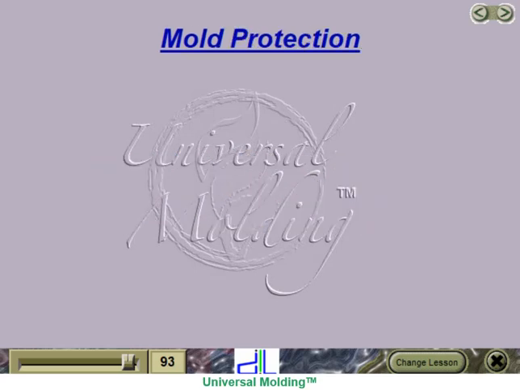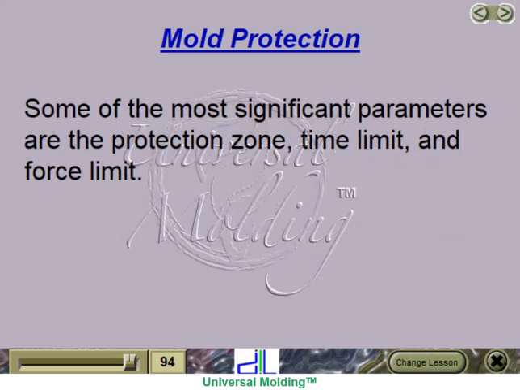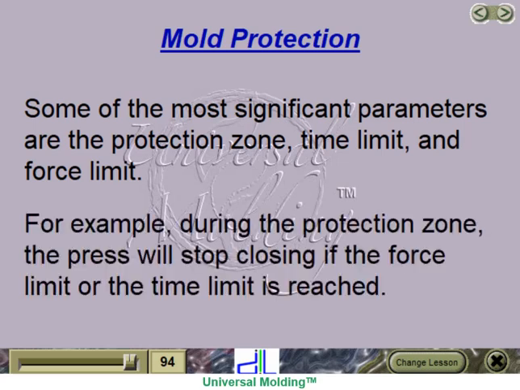Mold protection. Protecting the mold is extremely important and must be set in such a way as to detect any difficulty in clamping, which may be due to some trapped object, so that the mold does not get damaged. Some of the most significant parameters are the protection zone, time limit, and force limit. For example, during the protection zone, the press will stop closing if the force limit or the time limit is reached.